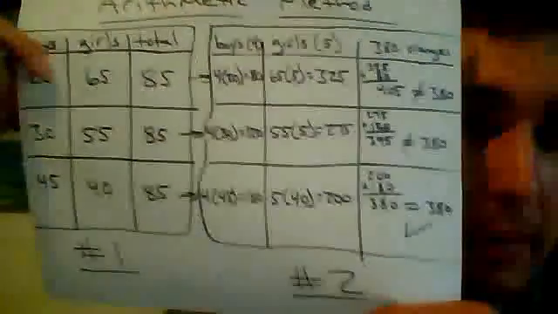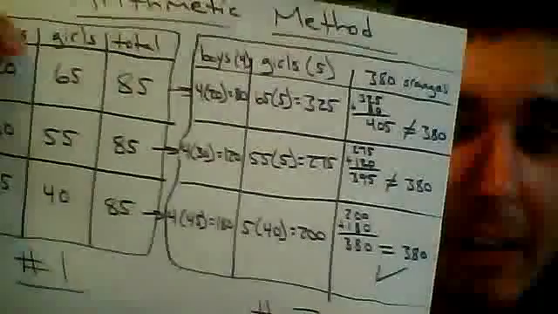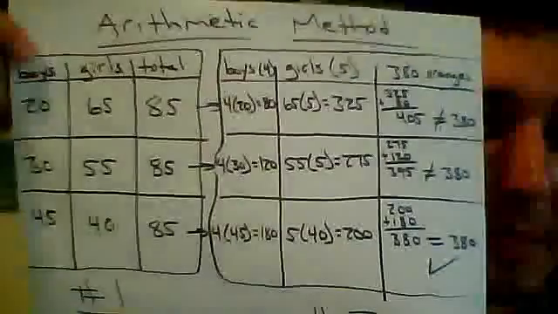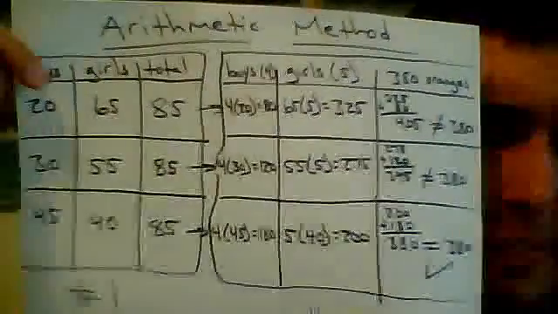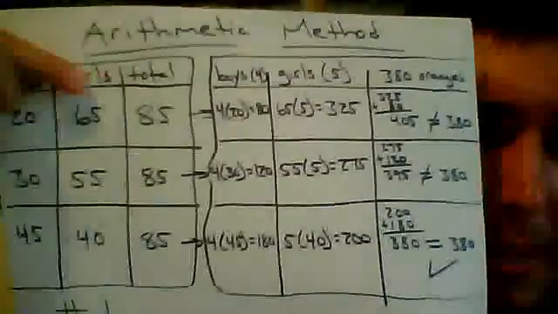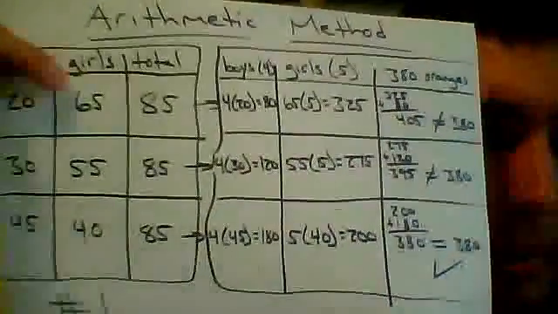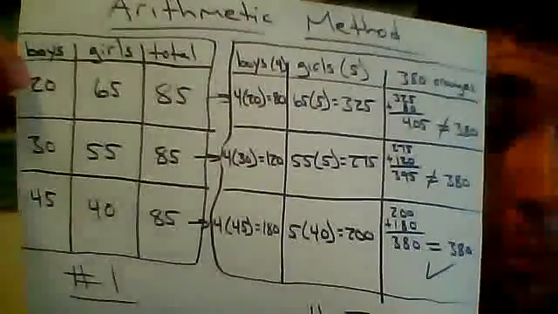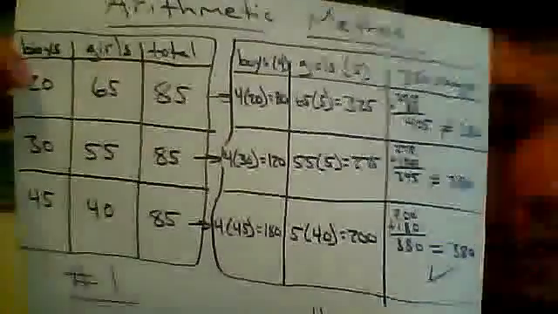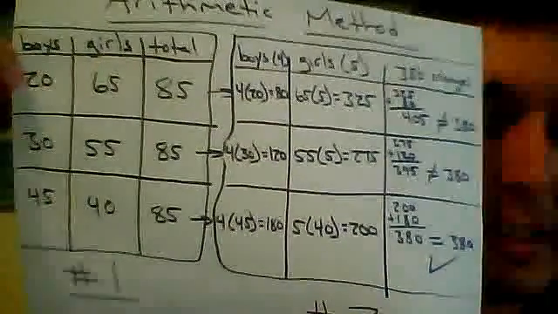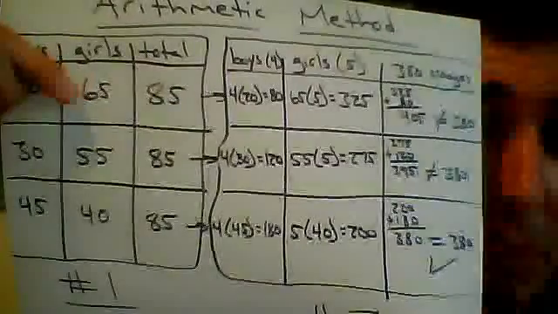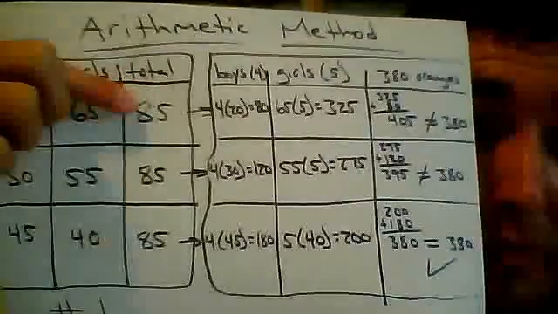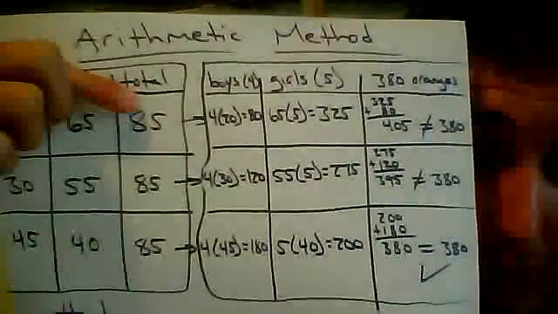For table 1, what I would do is I would simply ask one of my students to give me a number less than 85, because that's the total number of kids in the class, to represent our number of boys. And I remember Jessica gave me the number 20 for the number of boys in the class. That's what she wanted to choose to guess. So if 20 is the number of boys in the class, the number of girls in the class must be 65, because 65 plus 20 equals 85, which is the total number of students in our class.